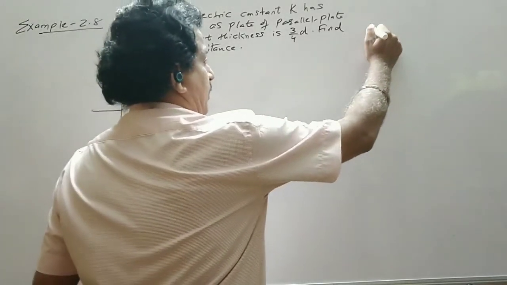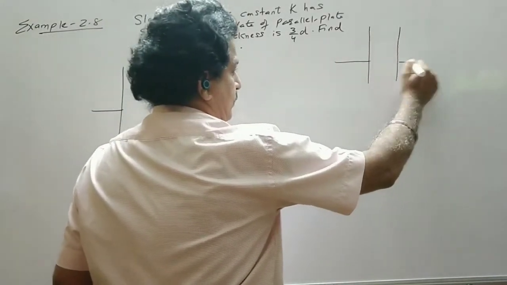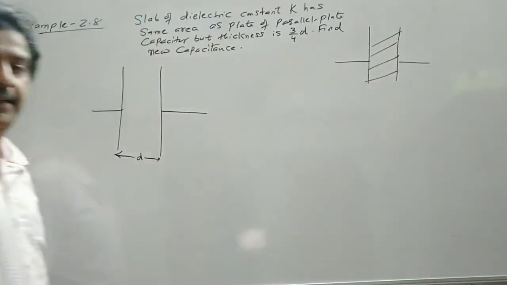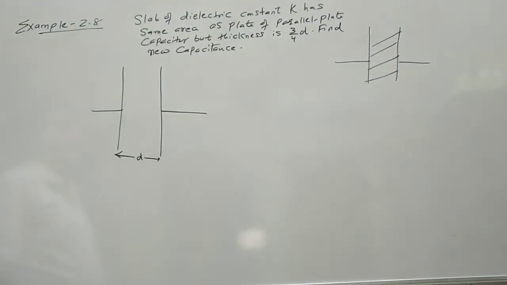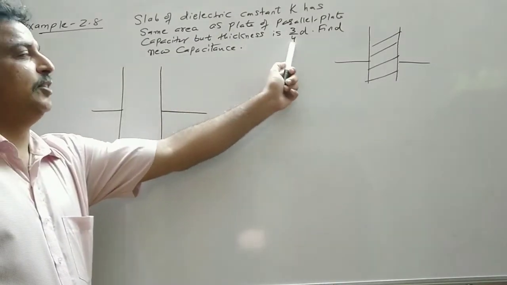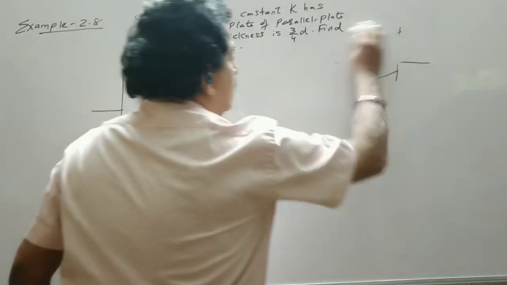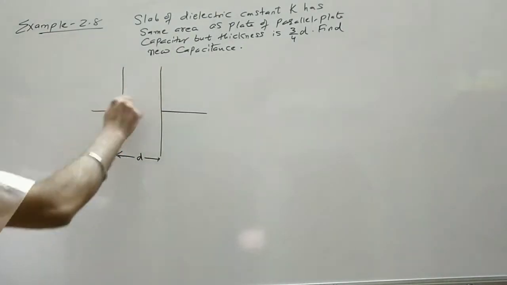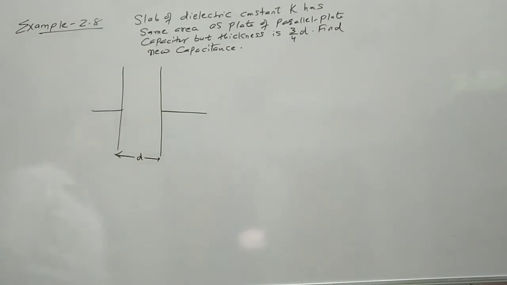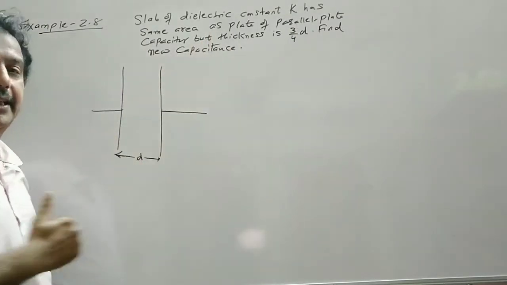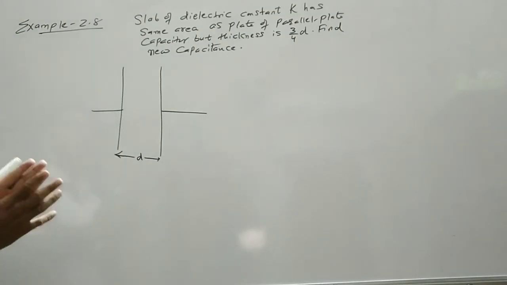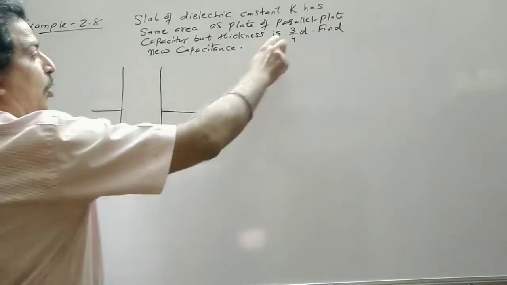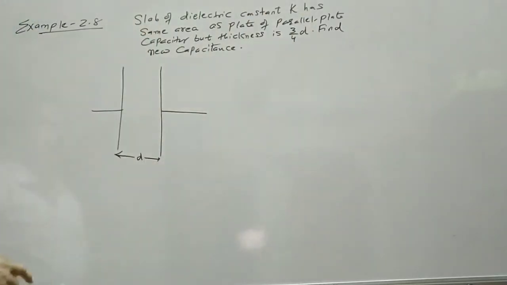Find the new capacitance. Now in our theory, when we derived the formula, the entire space between the two plates of the capacitor was filled with the dielectric, but here the dielectric thickness is only 3/4 D. So now you have to derive a new capacitance. If the entire space is filled with the dielectric, the capacitance becomes K times, that we know. But in this situation, the entire space is not filled, only 3/4 D of the space is filled.